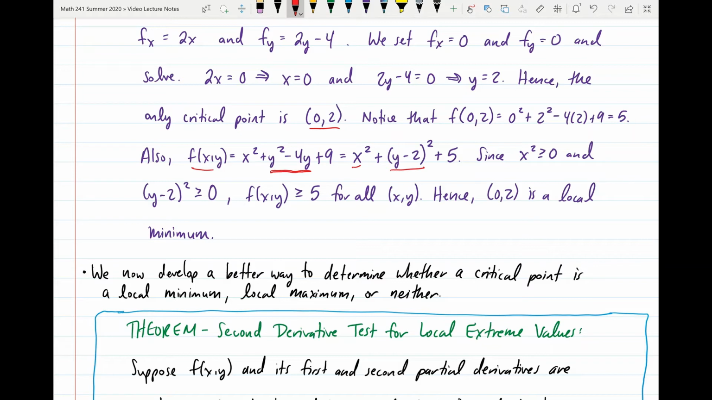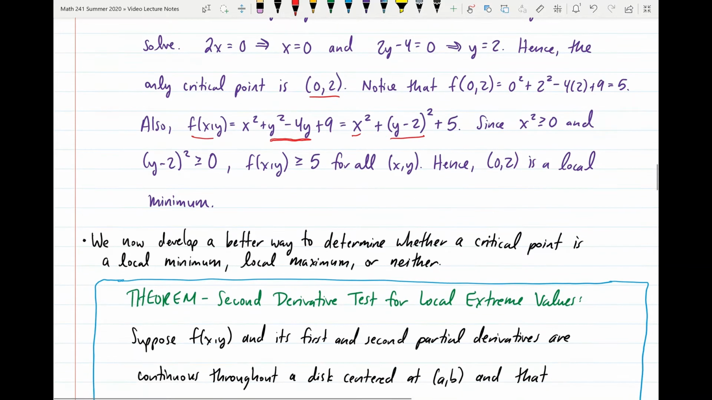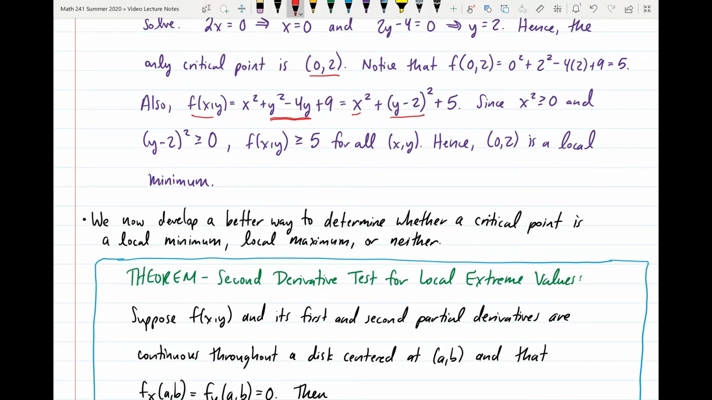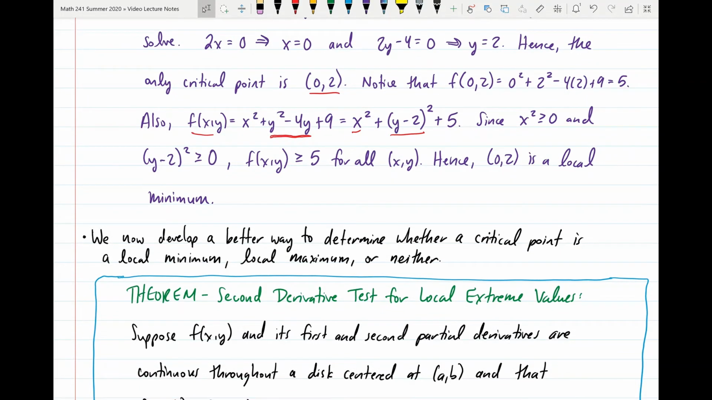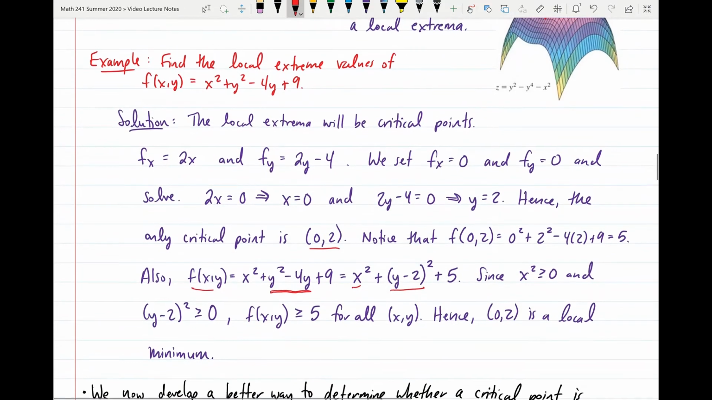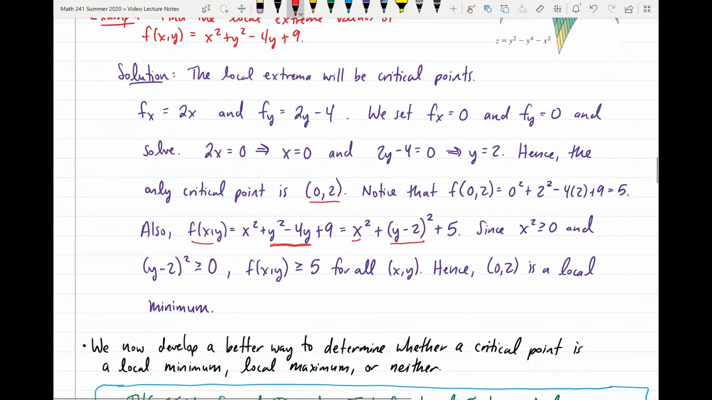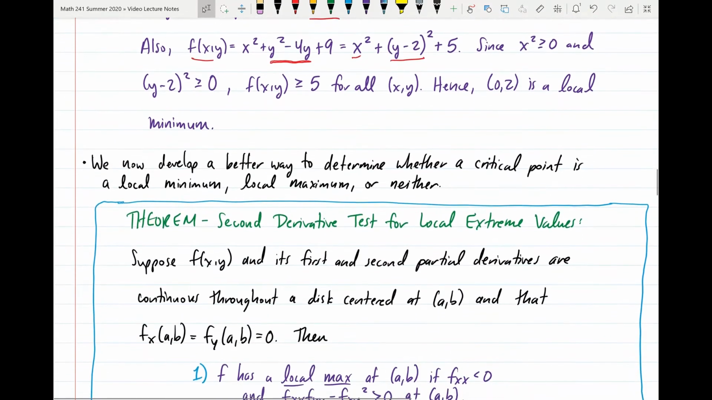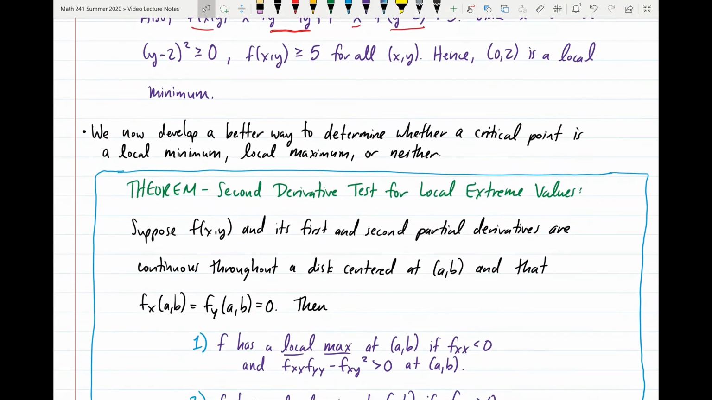And for that reason, f of xy is always going to be greater than or equal to 5 for all xy in the domain. In this case, the domain is all points xy. Since the function at every other point in the domain is going to be greater than or equal to 5, we know that the point (0, 2) is a local minimum. But this is somewhat of a rare occurrence. Typically, we're going to use some other rules to determine whether a critical point is a local extrema, and if it is, whether it's a local max or a local min. So that's what we're going to move into next.